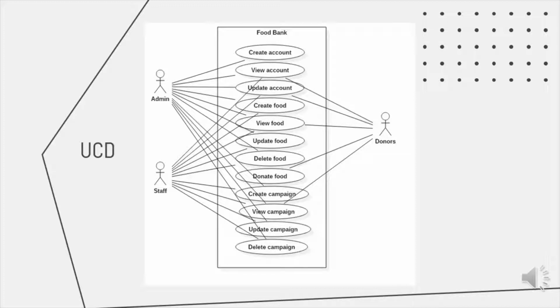Some of the use cases that solve the current problem are the use case of donate food, where the donor can donate food directly through the system. Next is the use case of view and update campaign, where the staff can keep track of the status of the current quantity of food donation. This also will allow the donors to know what food is required at that moment.